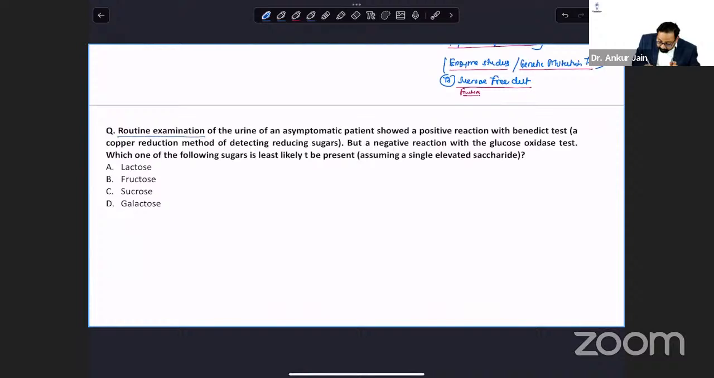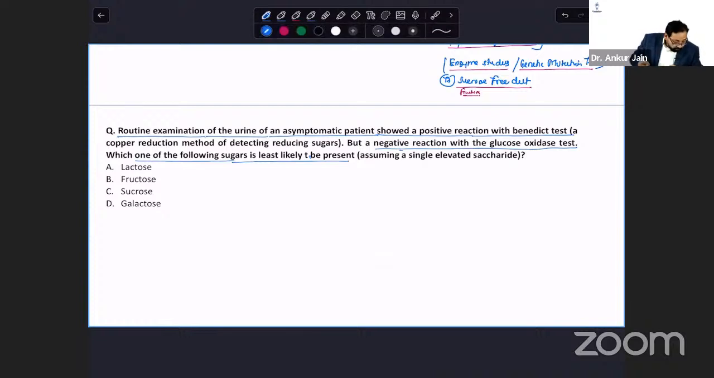Routine examination of urine of an asymptomatic patient showed a positive reaction with Benedict test, but a negative reaction with glucose oxidase test, GOD. Which one of the following sugars is least likely to be present? Yes, least likely. Please do comment.